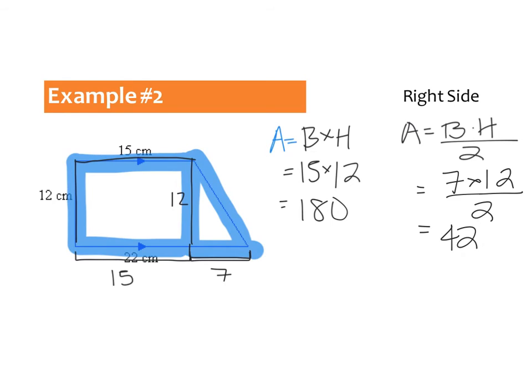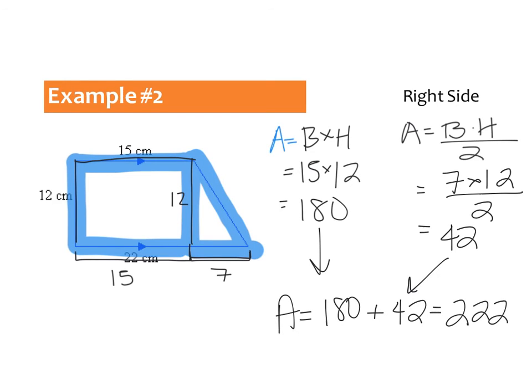Now, am I done? No, because remember, we have to add the area of the rectangle to the area of the triangle, and that'll get us 222 centimeters. So the area of this composite figure is 222.